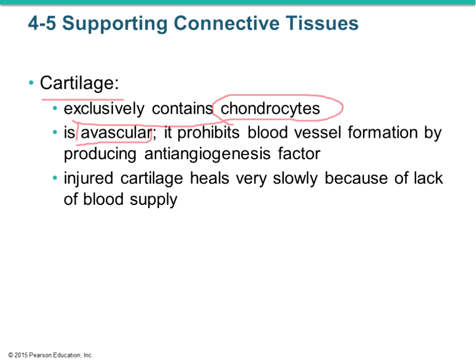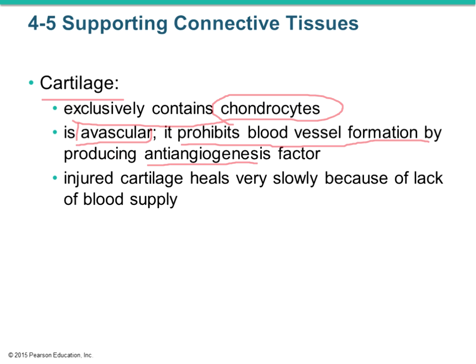Cartilage is avascular, important concept. That's avascular term again, right? No blood vessels. And so cartilage prohibits blood vessel formation by producing what's called anti-angiogenesis factor, right? This anti-angiogenesis factor does not allow vessels to form, and as a result, injured cartilage heals very slowly because of a lack of blood supply.